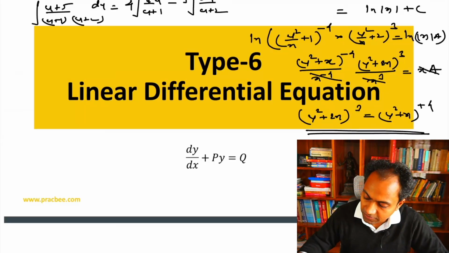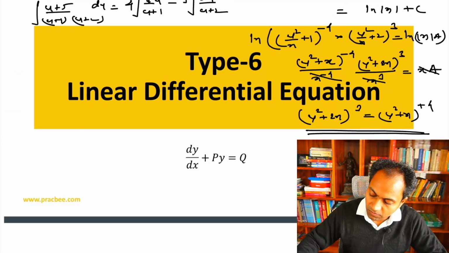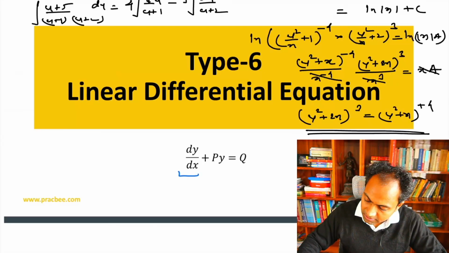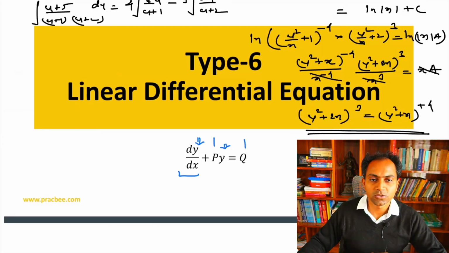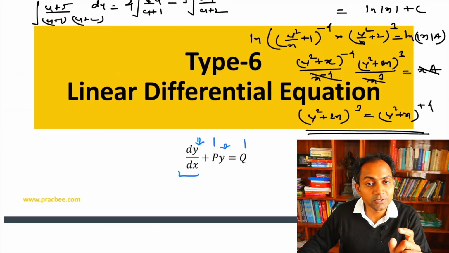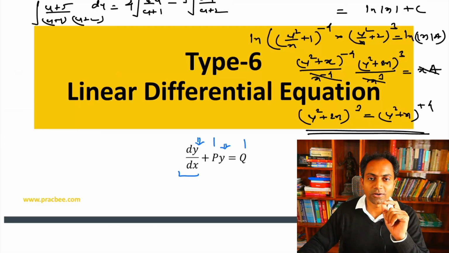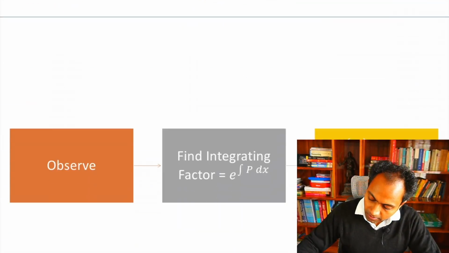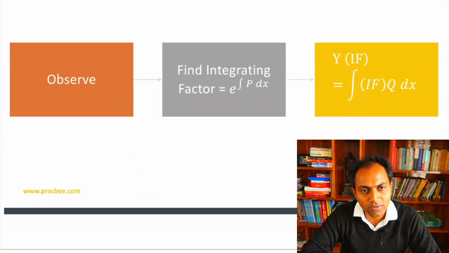Now type 6 problems are based on linear differential equation. What is a linear differential equation? The one in which you have dy by dx, and then whatever is here, y, it should have a 1 power in this. P and Q here are nothing but functions of x. So this is very important to notice, because until unless you notice the right kind of equation, right kind of solution is not possible.